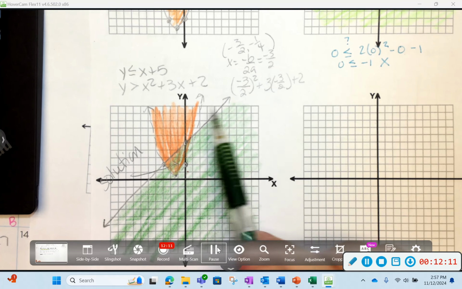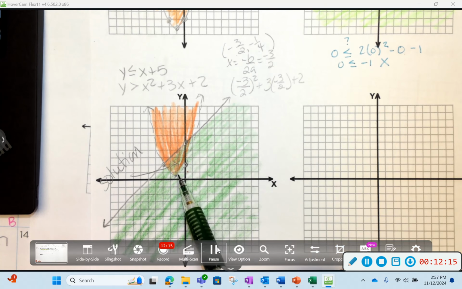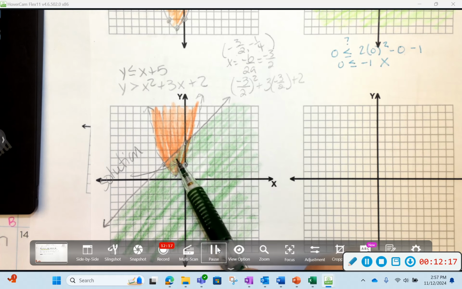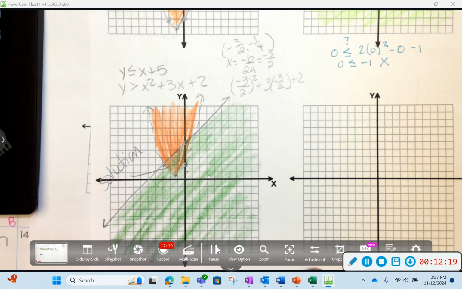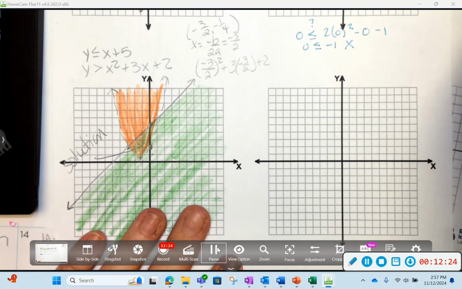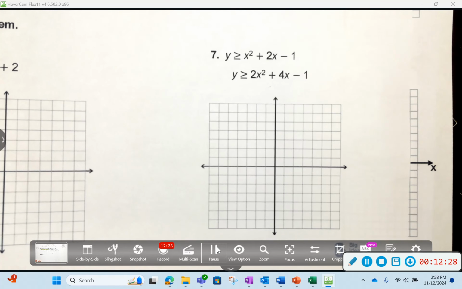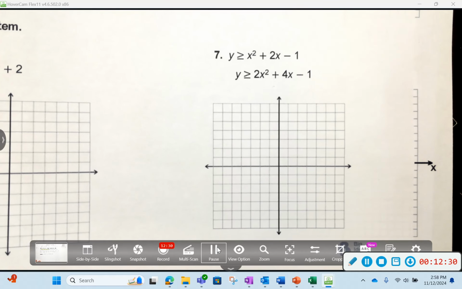Okay, so I got the vertex is -3/2, -1/4 for this one. So our solution is right here where they overlap. So if you have questions on this one, please ask in class. Now I'm going to do this one and come back. So if you didn't try that one yet, please pause your screen and do it now.